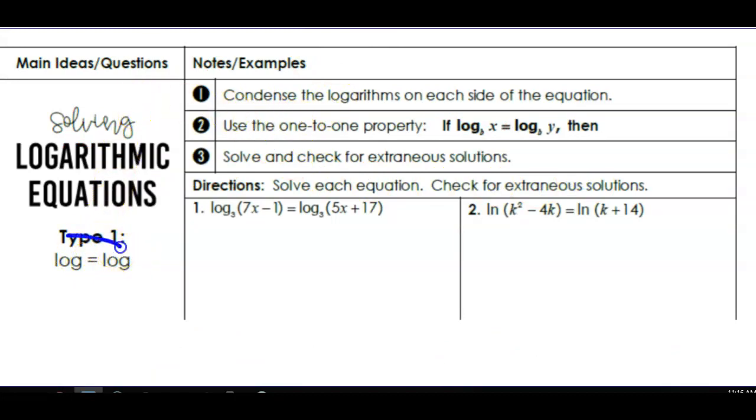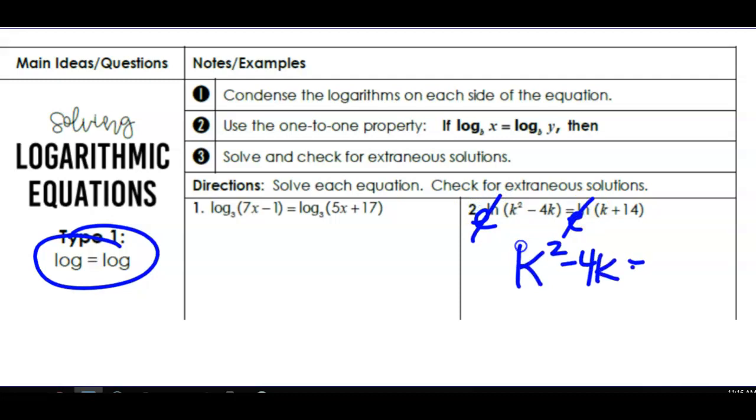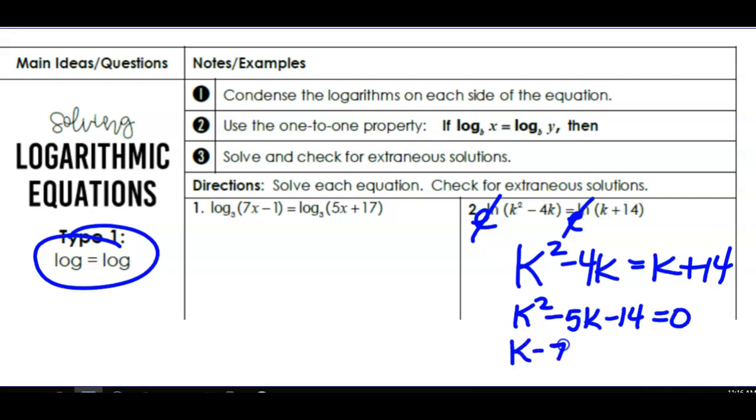We have more than one log. So this is a kind called log equals log. So when these are equal, you can put a big giant E here and exponentiate each side if you want. So you get k squared minus 4k equals k plus 14. If I subtracted the 1k over here, I'd have 5k, subtract 14. If that factors, minus 7 and plus 2.